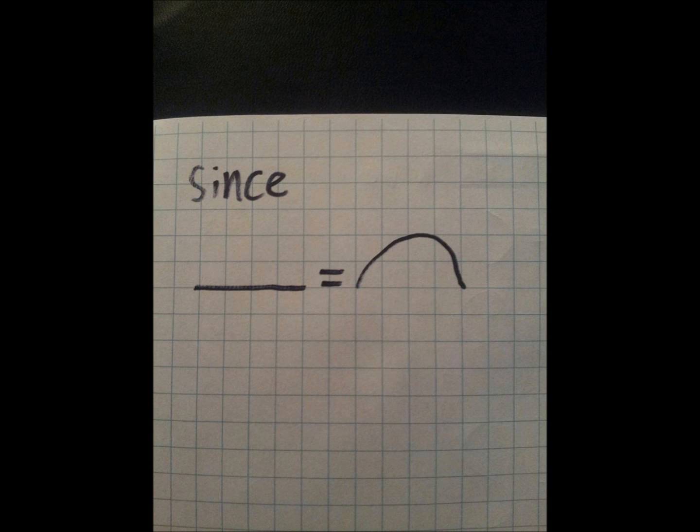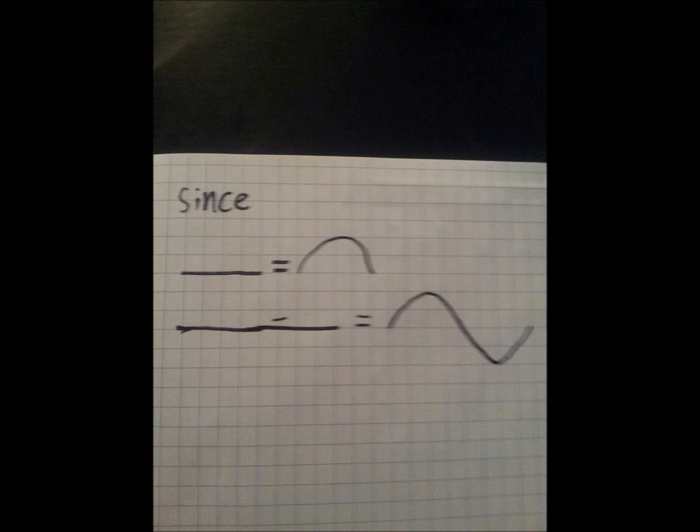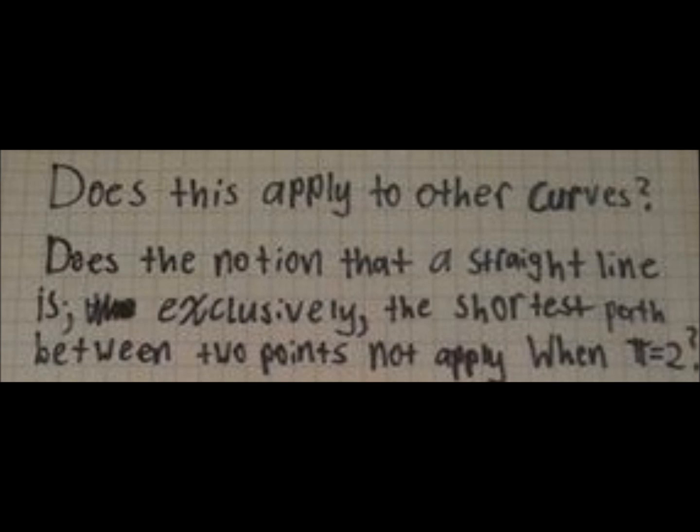And now we can keep adding these semicircles, and we can say that the length of this line is equal to that semicircle, and we can make them all look very wiggly and strange. So now, to me, this raises the question, does this apply to other curves when pi equals 2? And does the notion that a straight line is exclusively the shortest path between 2 points not apply when pi equals 2? And I was hoping you could make a video and explain it, or just some sort of explanation, and I'd be quite happy.